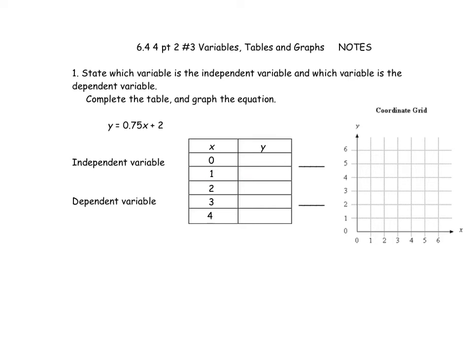So first it says state which is the independent and dependent variable. So as we learned last week, our independent variable is always the x. It's that first column is our independent. And our dependent is always the second column, and it's always what we're solving for, which is y. So independent, dependent, and now we can fill out the table.